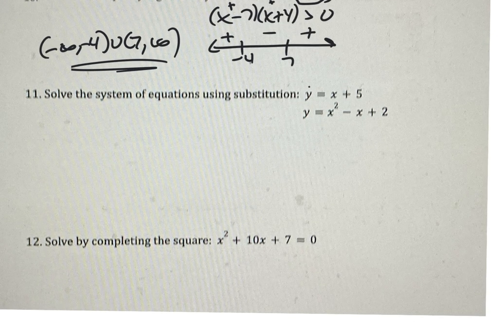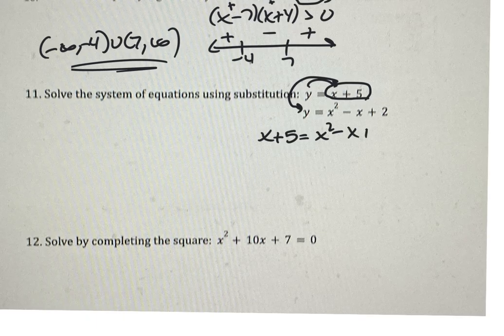What I'm going to do, since it says y equals x plus 5, I'm going to take that x plus 5 right there. It's going in for that y. So it gives me x plus 5 over here, x squared minus x plus 2. You need to start getting in the habit of anytime you see an x squared to think, I need to move everything over.